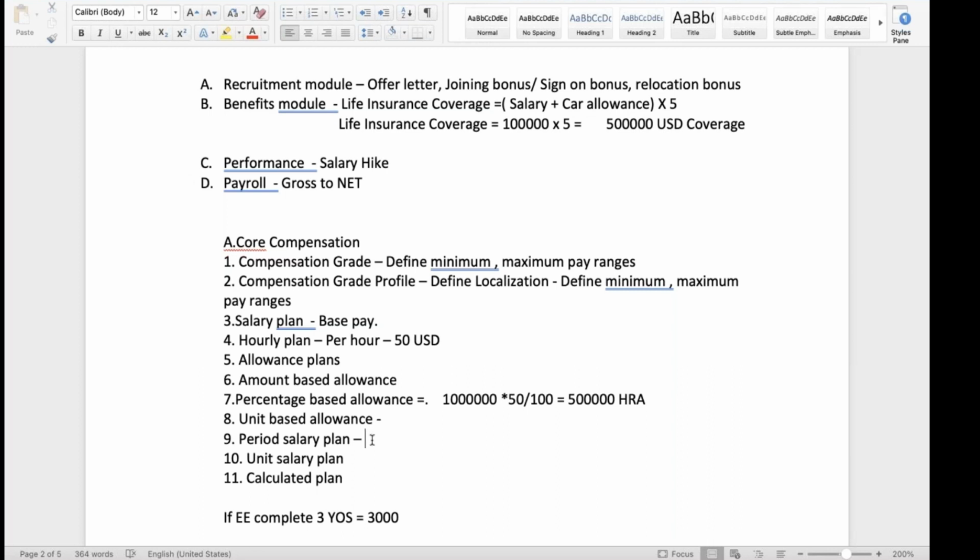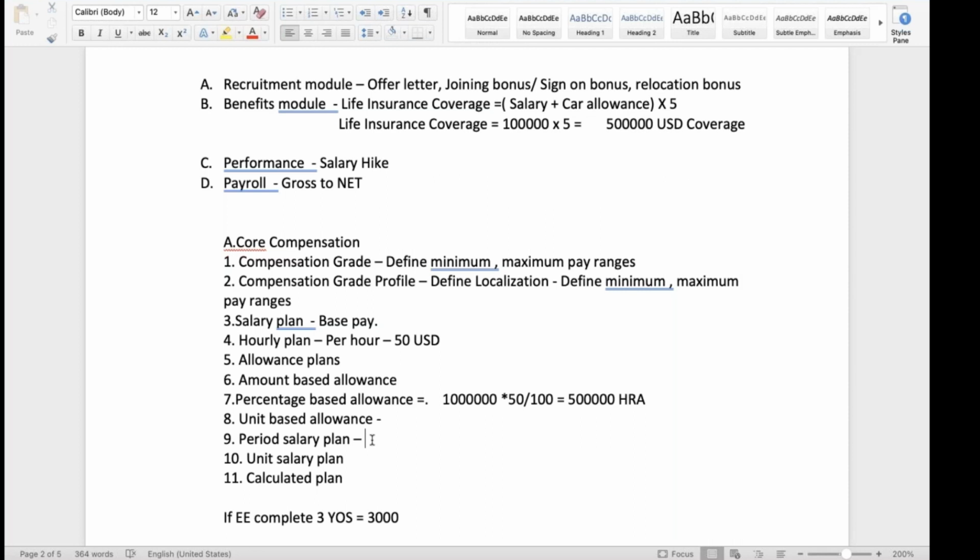Then after that, the period salary plan. Have you heard about the 13th month, 14th month salary plans? In some countries like Argentina, Singapore, Denmark, Germany, and Ecuador, they offer one month of salary as a bonus.